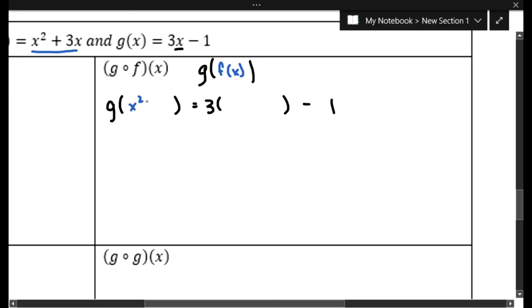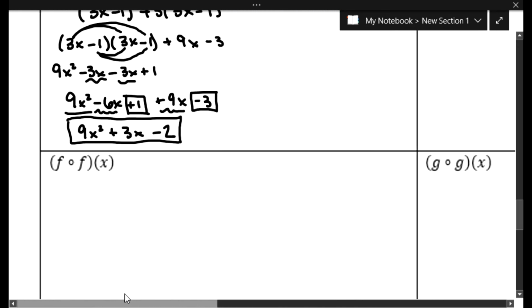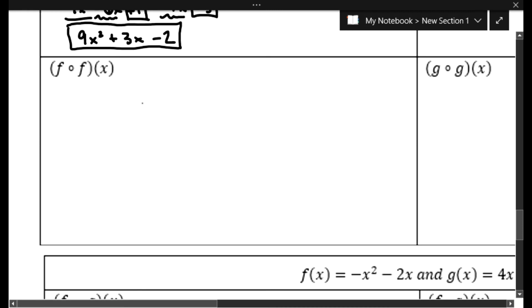So x squared plus 3x is equal to, and then inside here, oh, not 3x minus 1. Ooh, I lied. It's going to be x squared plus 3x. Anywhere I see that x, I'm going to plug in this. So now I'm just simplifying. So 3 times x squared is 3x squared. 3 times 3x is 9x minus 1. There are no like terms to combine, so this is just the answer. All right, this next one is tricky. f of x. So I'm going to do f of x.